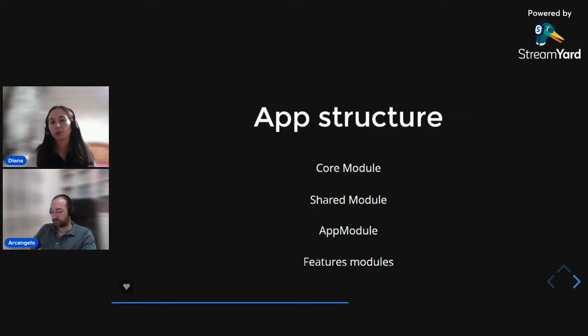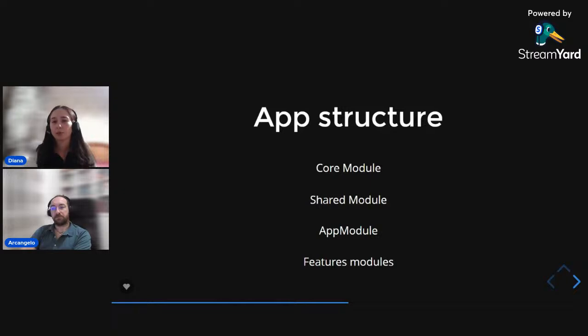Then we have, more often than not, the shared module. In the shared module, you would place some common ground, for example, components that you will use in different modules, like a custom button, custom menu component, maybe some pipes, directives, and so on. Everything that you will then reuse in your app, but that is not in the core module.